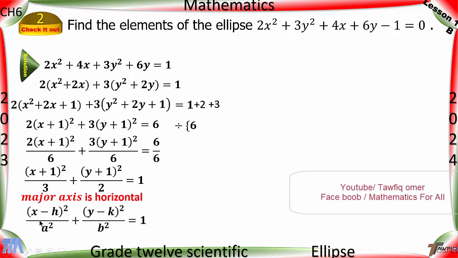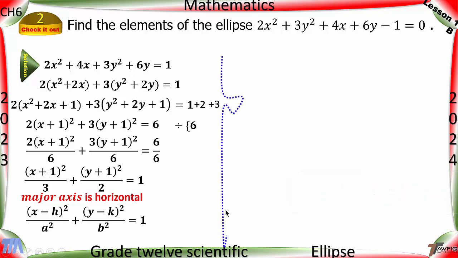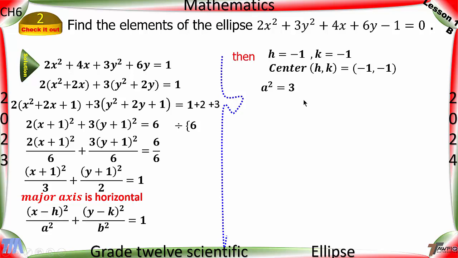And comparing with the equation (x minus h) squared over a squared plus (y minus k) squared over b squared, we will get that h is minus 1 and k is minus 1. So the center (h, k) is equal to (minus 1, minus 1). And a squared is 3, by taking square root, and b squared is 2, by taking square root. a is equal to square root of 3 and b is equal to square root of 2.